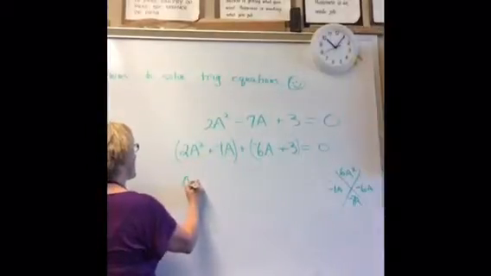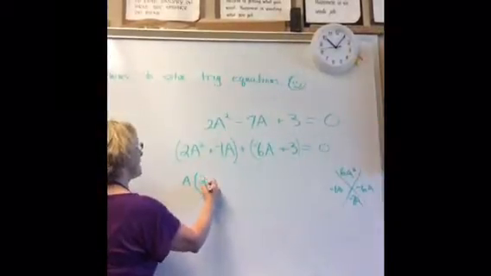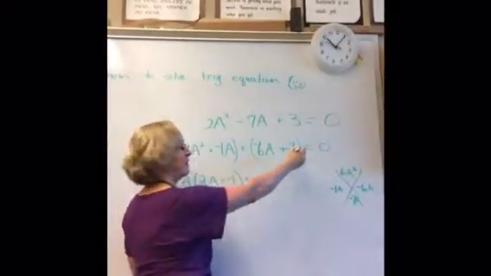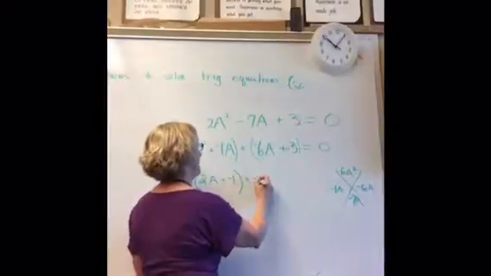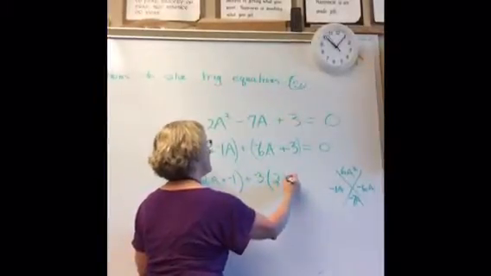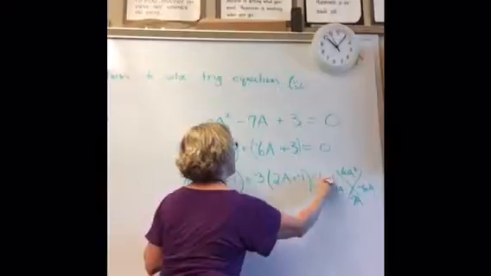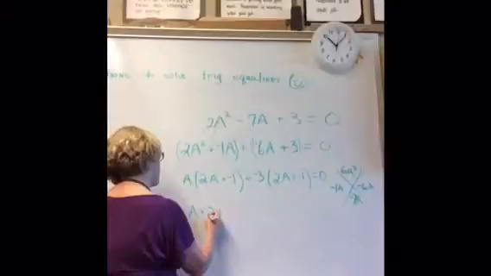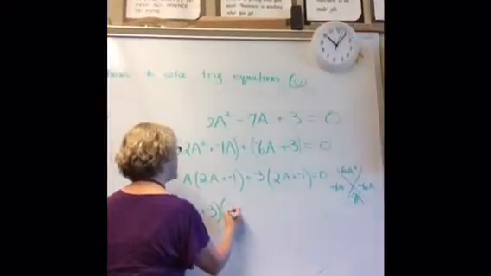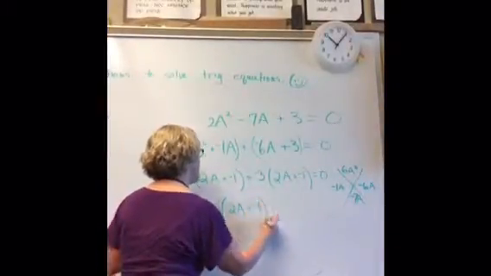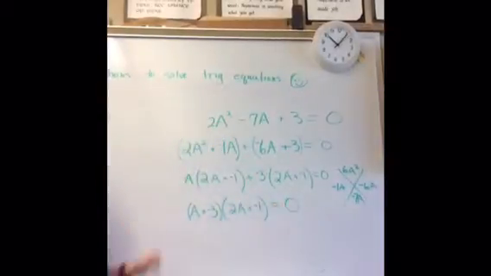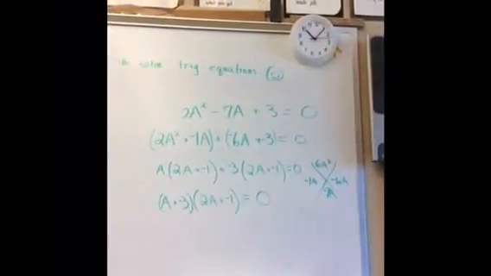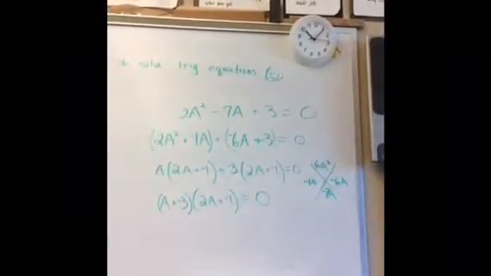So we can factor out an a here. This would be 2a plus negative 1. We could factor out a negative 3 here, and we would get 2a plus negative 1. So we would get a plus negative 3 times 2a plus negative 1 equals 0. There it is factored, without the trig function in it. And now you just substitute a in.